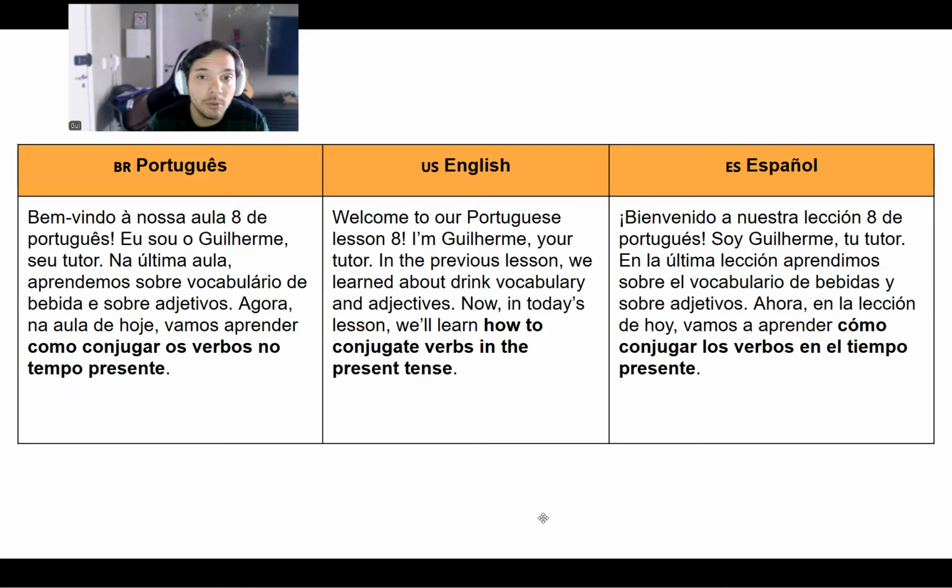So today we're going to learn about how to conjugate the verbs in the present tense.